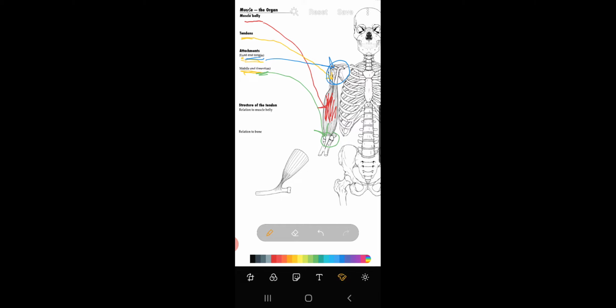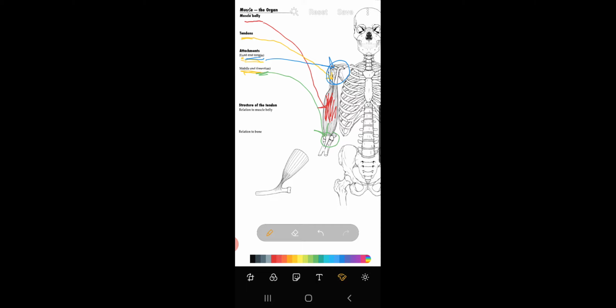it inserts. So remember that, because remember those bony landmarks we went through? All those bony landmarks are where muscles are going to attach. So that's why the bony landmarks are so important. Okay, let's get through this a little bit more quickly.